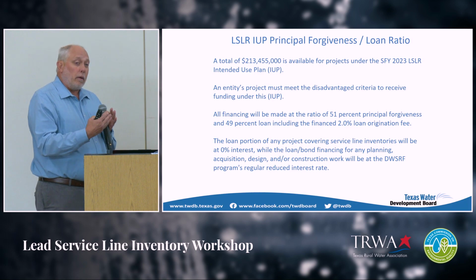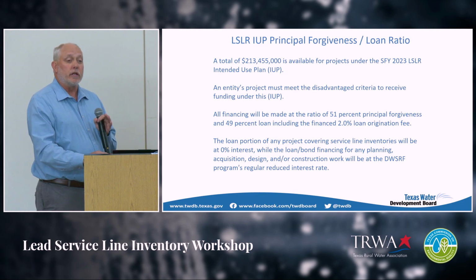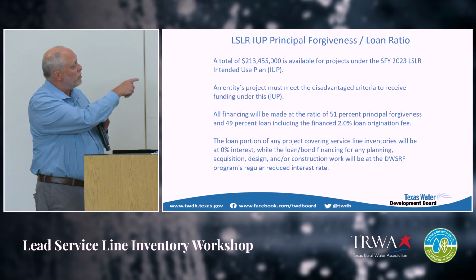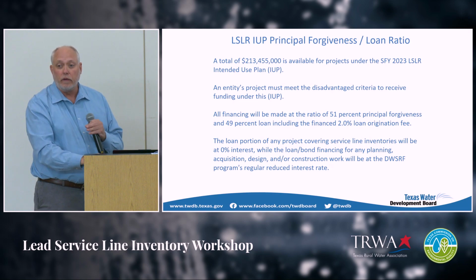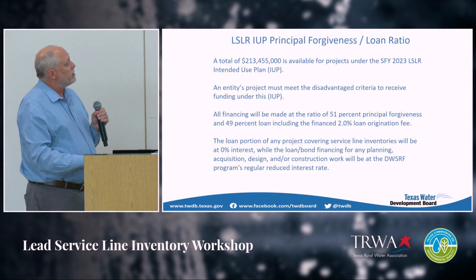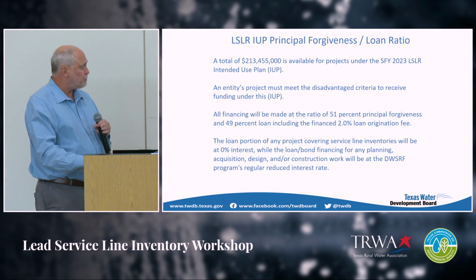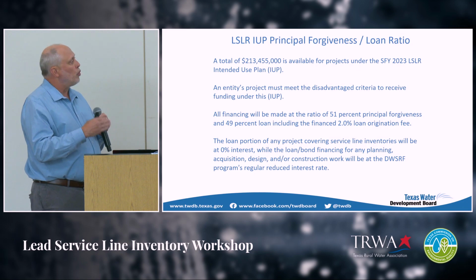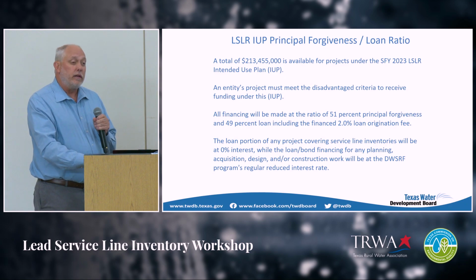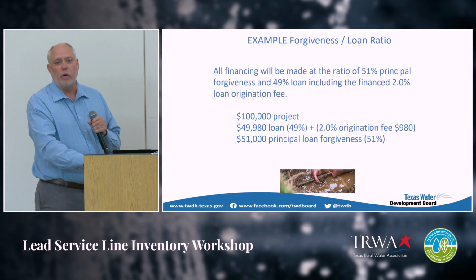One great thing about this particular program, it's about 50% grant and 50% low interest loan. The actual numbers are 51% principal forgiveness, which is a fancy way of saying grant. And then the second portion would be 49% low interest loan. If you try to finance the inventory work only, that would be at 0% interest rate for the loan portion. And I've got a little simple math equation to show you.